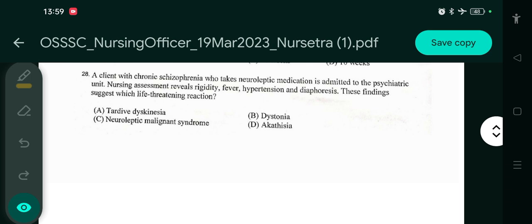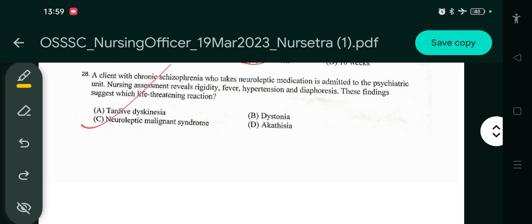Here, a patient has schizophrenia and is taking neuroleptic medication. After taking the medication, the patient has rigidity, fever, hypertension and diaphoresis. Option A is tardive dyskinesia, B is dystonia, C is neuroleptic malignant syndrome, D is akathisia. Which one is the correct answer? Here the correct answer is option C.